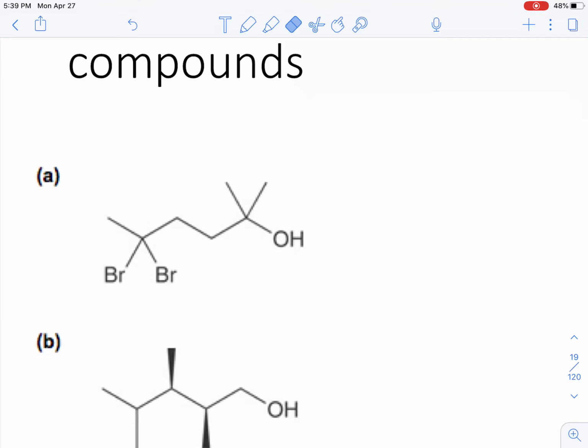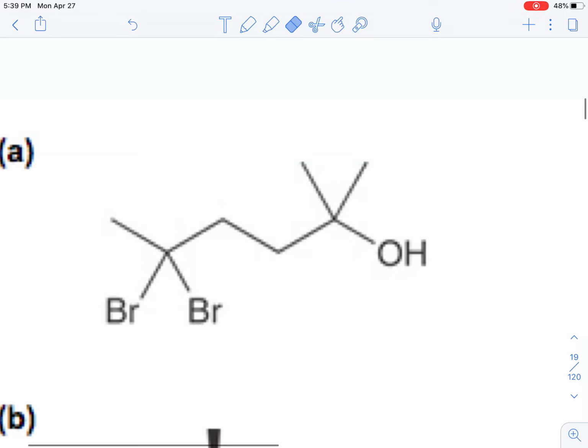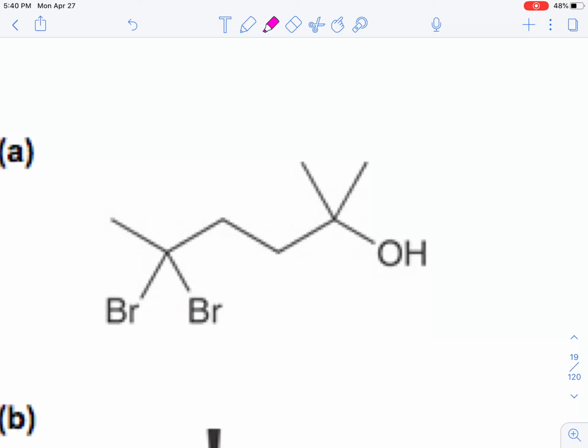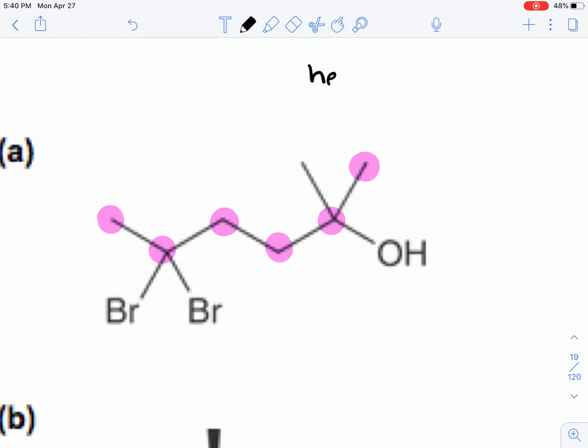All right, so now we've seen how to name these organic compounds in the condensed structure. What about skeletal structure? Same idea. We're going to identify the longest carbon chain that contains the alcohol. Looking at the structure, I have 1, 2, 3, 4, 5, 6, so I have 6 carbons as my parent chain. I'm going to say hexane, because all of these are single bonds.